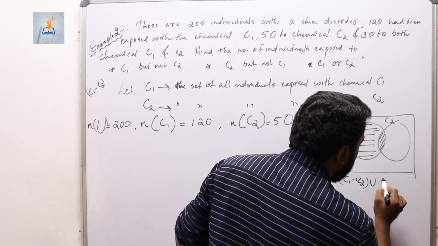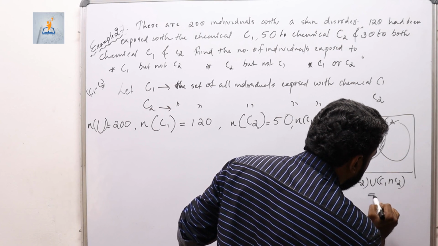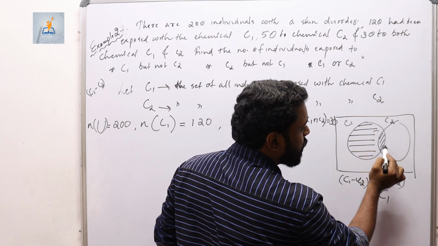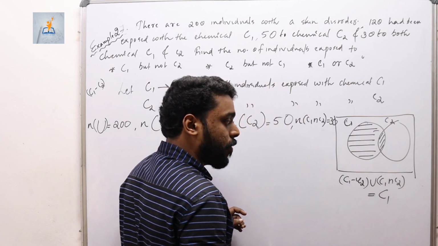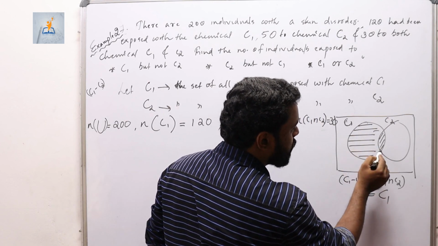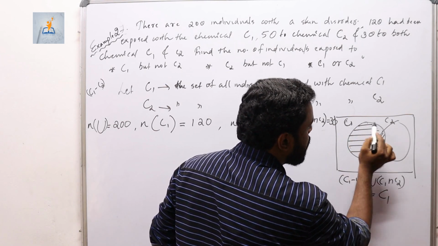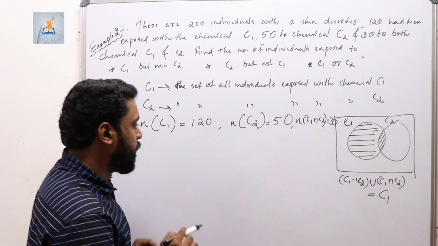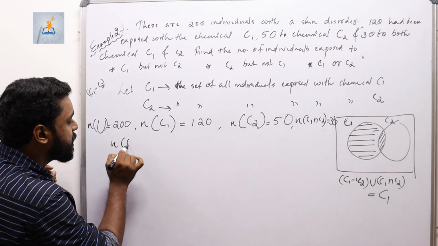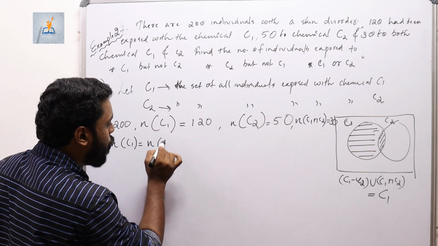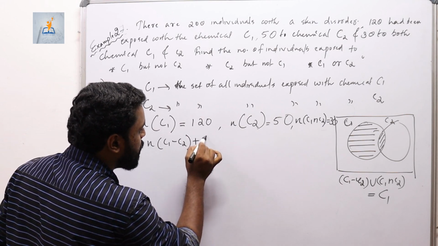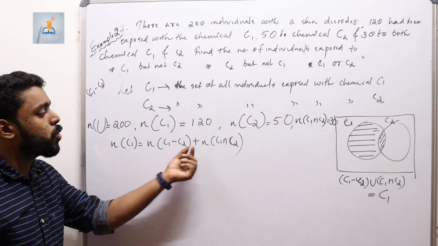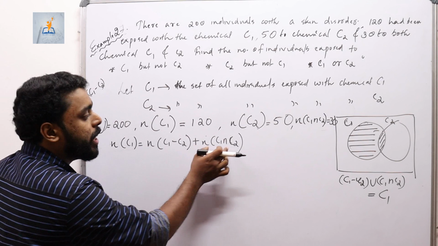union C1 intersection C2 is nothing but the set C1 itself. You can see from the figure itself, (C1 minus C2) union this intersection is actually set C1 itself. Also note that these two sets are disjoint. C1 minus C2 is this and the intersection is this. So these two sets are disjoint. Therefore we have n(C1) is nothing but n(C1 minus C2) plus n(C1 intersection C2). Why? Because these two sets are disjoint as well as the union will give C1.